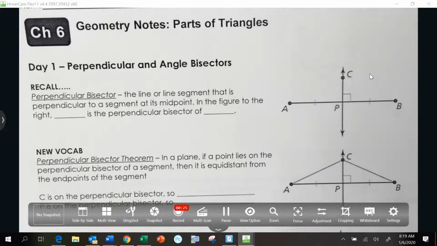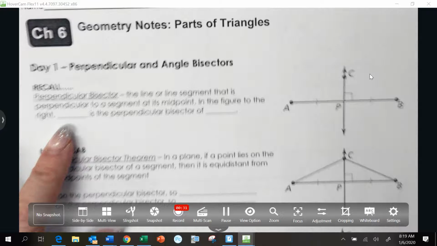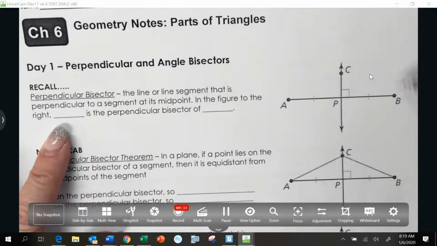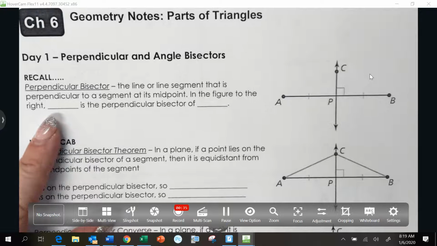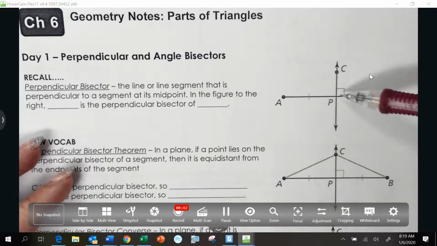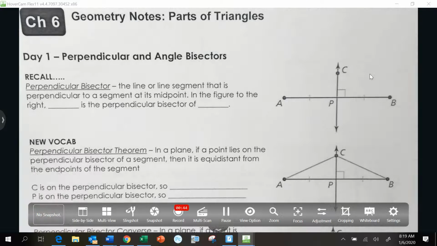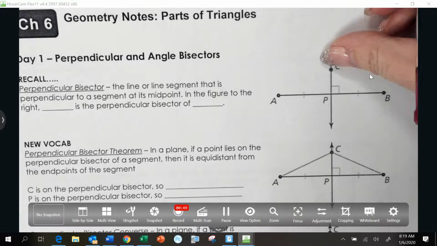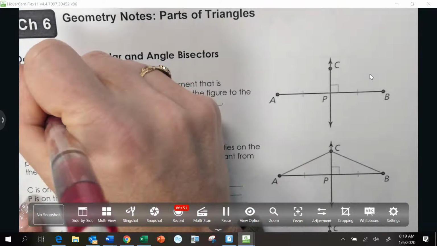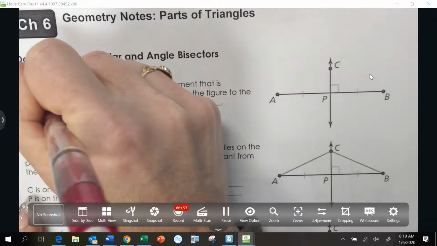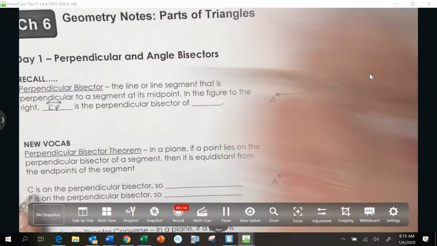In the figure to the right, blank is the perpendicular bisector of blank. So let's fill that blank in. What is the perpendicular bisector in this picture? Line CP, because it could be a ray if this side didn't have the mark on it. So line CP.